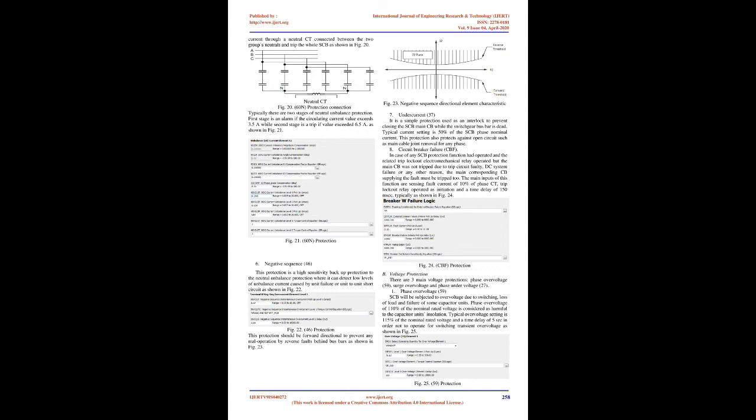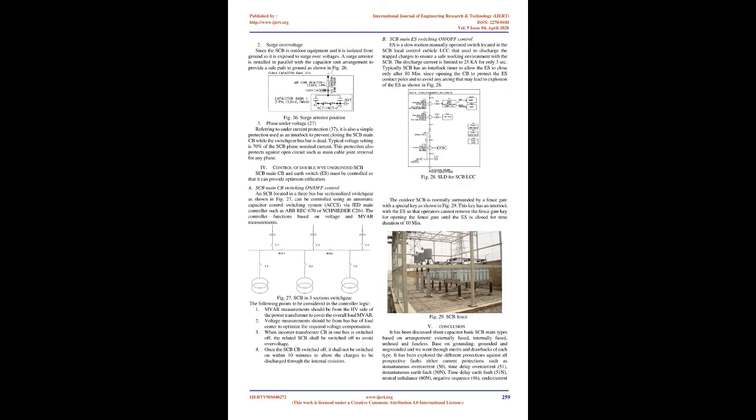Voltage protection. There are three main voltage protections: phase overvoltage, 59, surge overvoltage, and phase undervoltage, 27. Phase overvoltage, 59. SCB will be subjected to overvoltage due to switching, loss of load and failure of some capacitor units. Phase overvoltage of 110% of the nominal rated voltage is considered harmful to the capacitor unit's insulation. Typical overvoltage setting is 115% of the nominal rated voltage and a time delay of 5 sec in order not to operate for switching transient overvoltage, as shown in Fig 25.